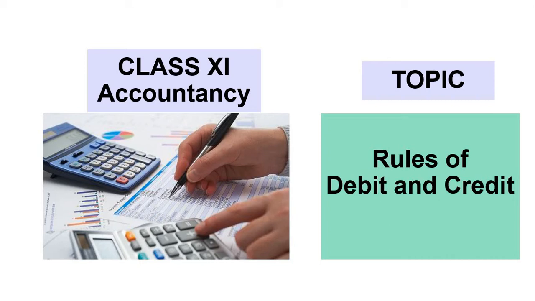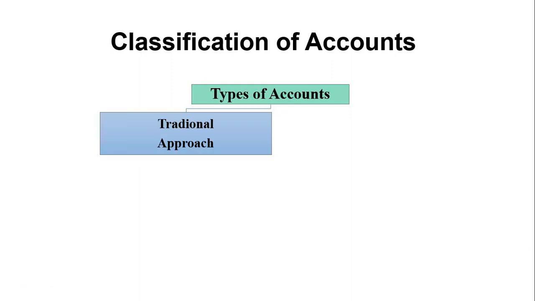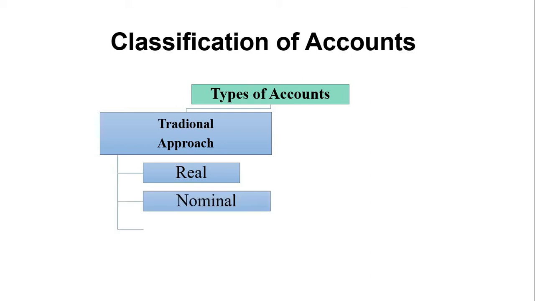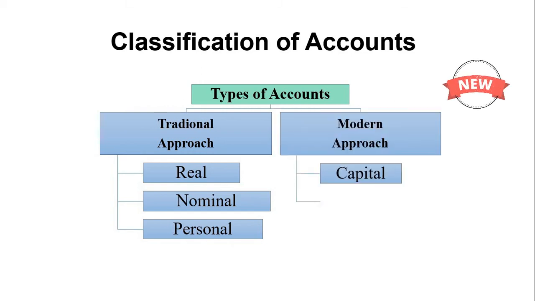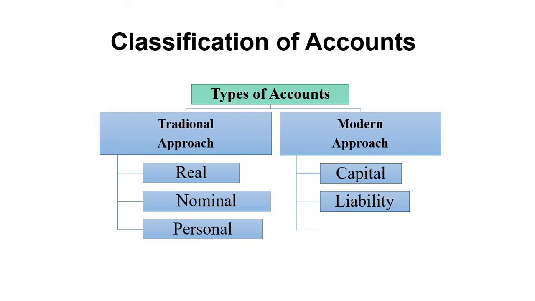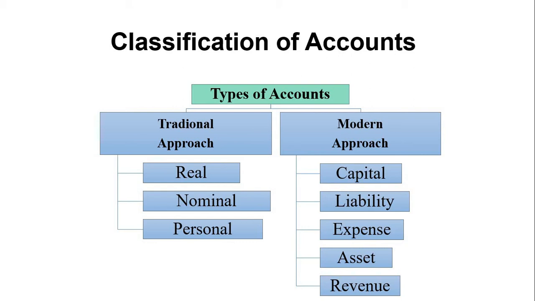Today we are going to do the topic rules of debit and credit. So we have done two approaches, traditional approach under which we have three types of account, real, nominal, personal, and according to modern approach we have five types of accounts, capital, liability, expense, asset, revenue. In case you don't know this traditional and modern approach of classification of accounts, do watch my earlier videos.